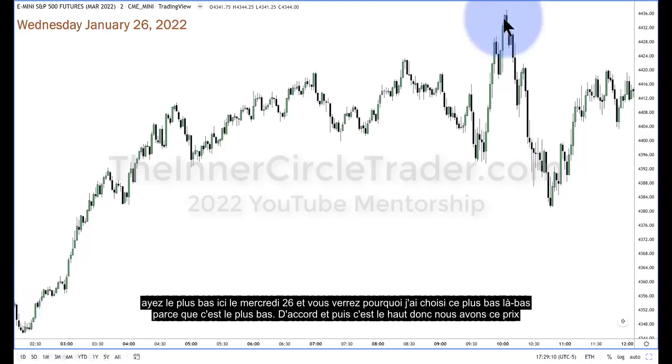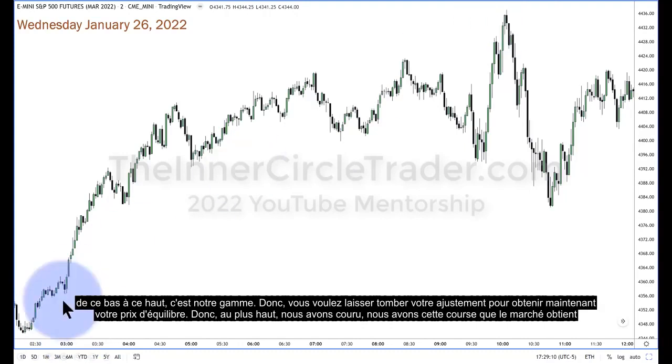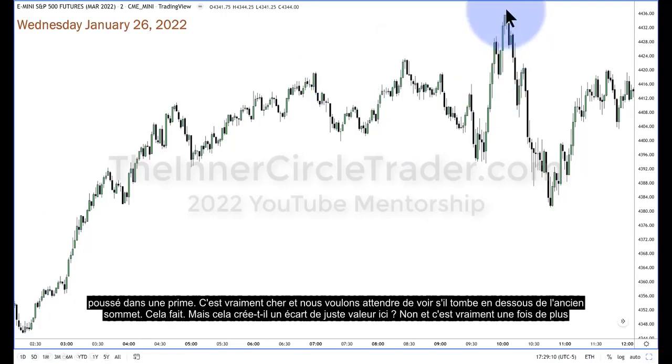Okay, and then this is the high. So we have this price run from this low to this high. That's our range. So you want to drop your fib on that. Now get your equilibrium price point. So as the highs were ran through, we had that run up. The market gets pushed into a premium. It's really expensive. And then we want to wait to see, does it break down below the old high?